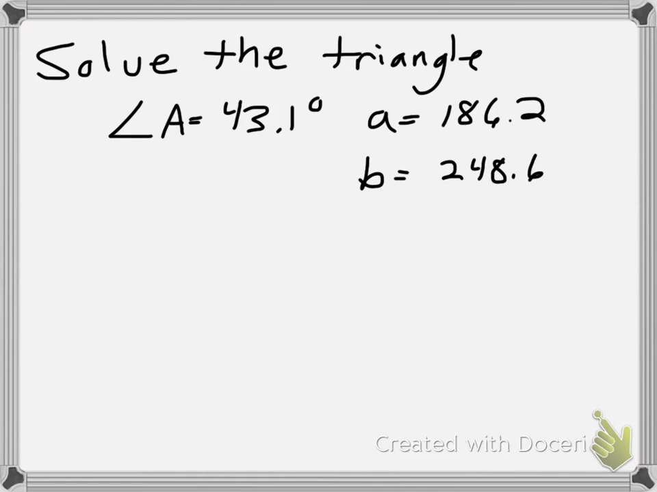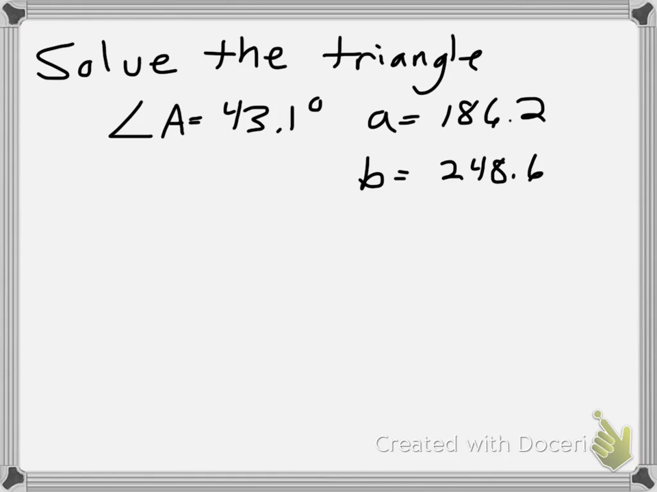Hello everyone. In this video I want to look at solving triangles, and in this case I want to use the law of sines. So given the triangle with dimensions angle A is 43.1 degrees, side A is 186.2 and side B is 248.6, I want to figure out the rest of the triangle.